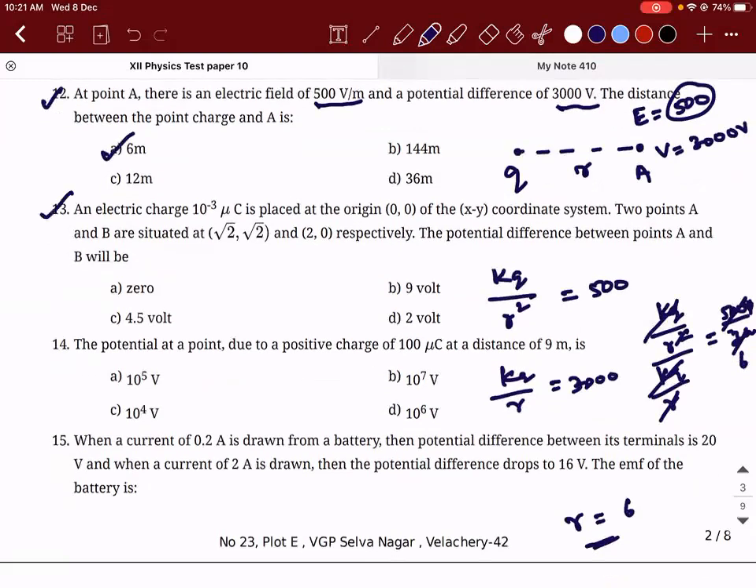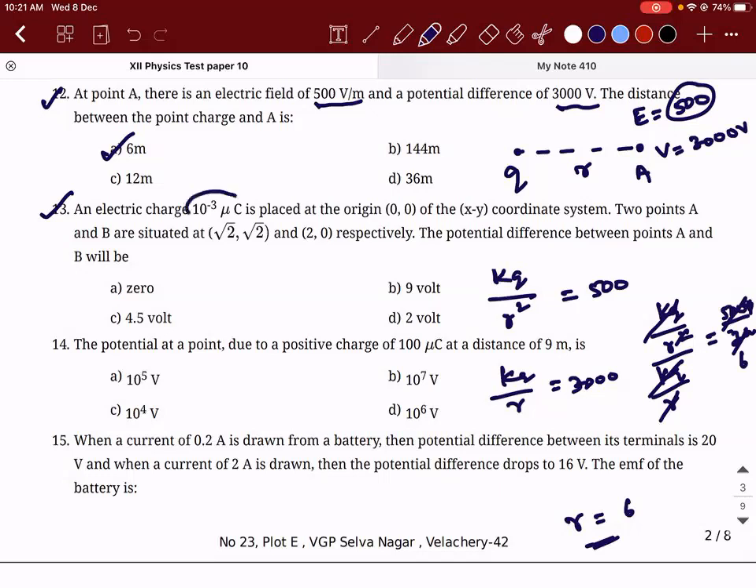Right. 13th. What is the answer, guys? There is an electric charge, 10 power minus 3 microcoulomb, that is 10 nanocoulomb, placed at the origin of the xy coordinate. 2 points A and B are situated at (root 2, root 2) and (2, 0). What is the potential difference between the points A and B?